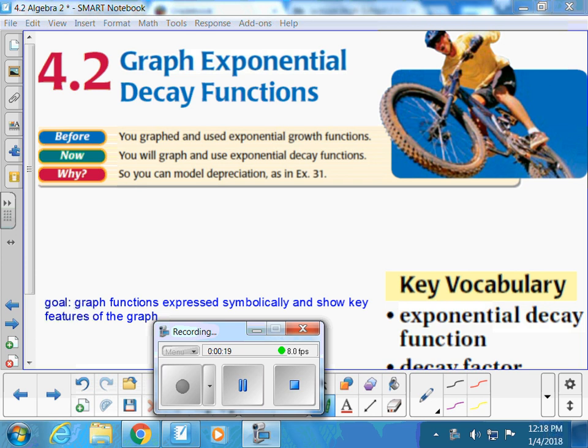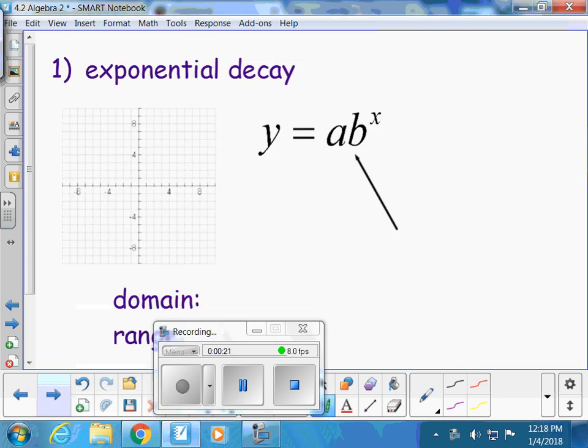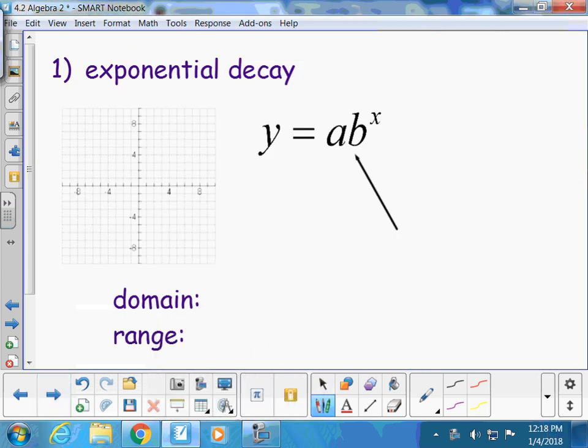All right, so today we are doing exponential decay. Very similar to exponential growth. So did you bring your graphing arms to class today? All right, go like this. What's that called? Exponential growth. Go like this. That's your exponential decay.